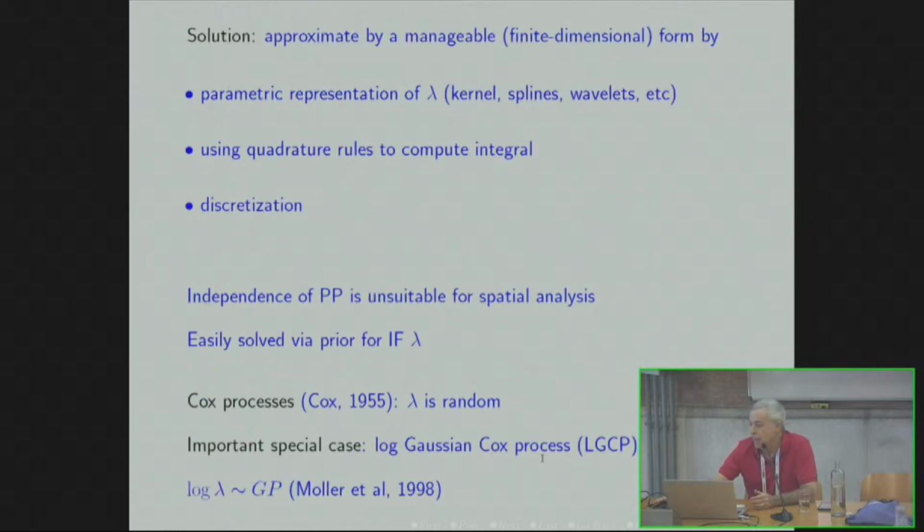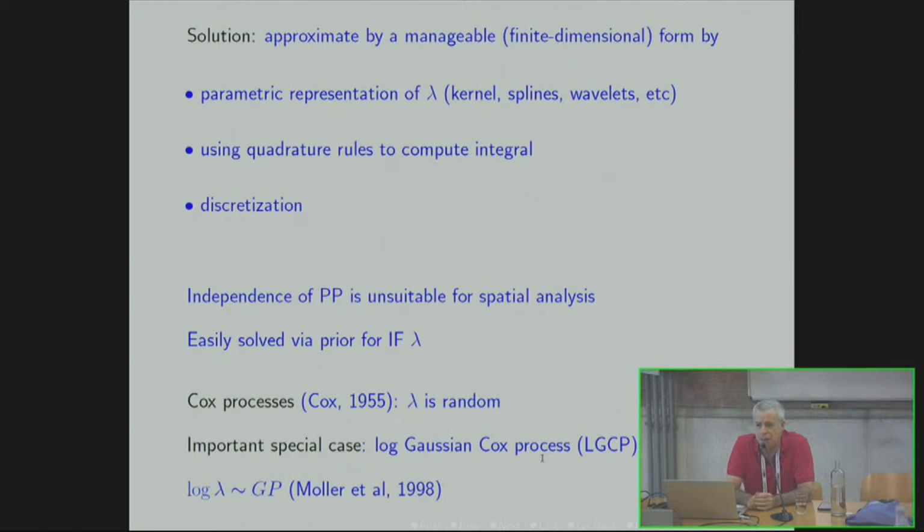Okay? So the solutions that have come out to handle this difficulty, this impossibility generated by the likelihood, is to approximate it. And there are many ways to approximate this likelihood. You can have parametric representations of lambda through kernels, splines, wavelets, whatever is your favorite parametric representation. You can use quadrature rules to compute the integral, or you can discretize the region of interest. Okay? So almost all the approaches involving point pattern specification, at the completely non-parametric setting that we have decided to tackle, are based on approximations.